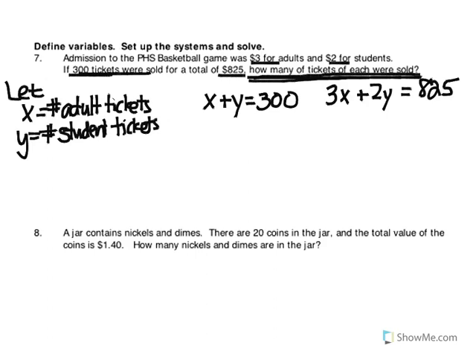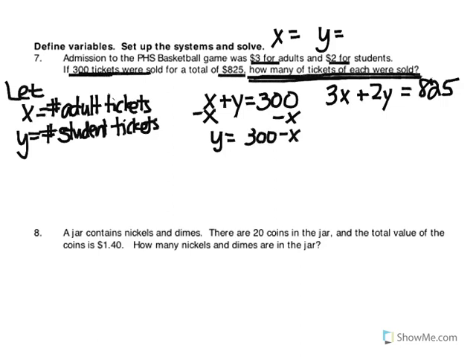So now that we know what the equations are, we need to look and see how we can solve one of them so that it will either say x equals or y equals, doesn't matter which one, and then we can substitute. So I'm just going to go ahead and use this first equation. I'm going to solve it for y. I'm going to subtract x on both sides. So I get y equals 300 minus x.